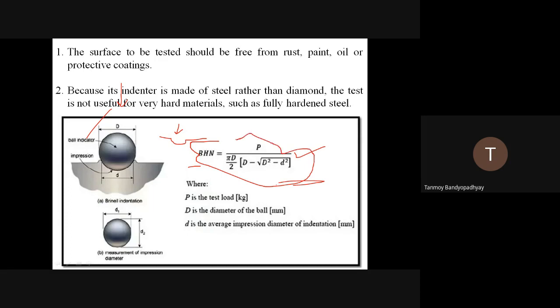relationship that relates the BHN, or the Brinell hardness number, with the load being applied. So P has to be applied in kg. Whatever is the load in kg you put there, capital D and small d are in millimeter. Capital D is the diameter of the steel ball or the indenter, and small d is the diameter of the impression or the diameter of the indentation that is being formed.